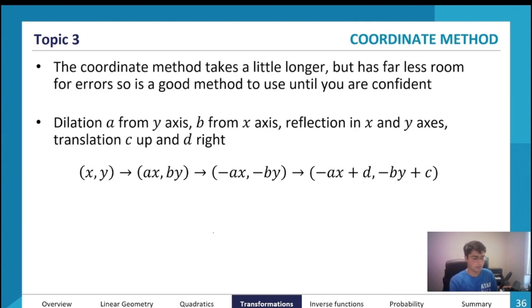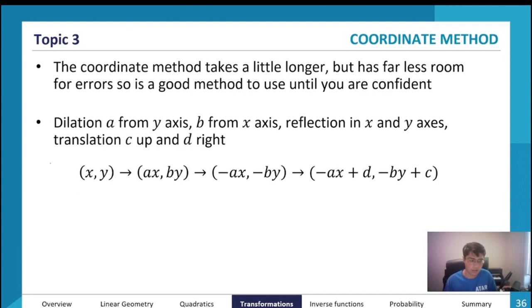Okay, so let's say we have an equation. Let's say we have y equals x squared plus 4. And we want to perform not just a translation, we want to perform a transformation on it. So what we do is we use the coordinate method. This method is really good because it'll allow you to set out the steps and show very thorough working out. It'll allow for no room for error when it comes to successfully performing the transformation on that graph of y equals x squared plus 4.